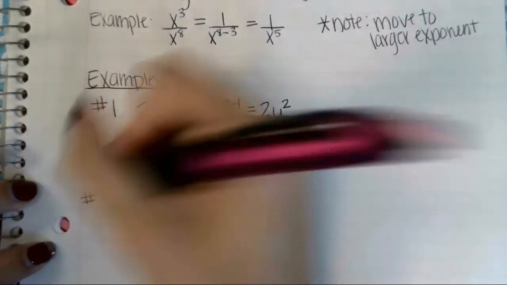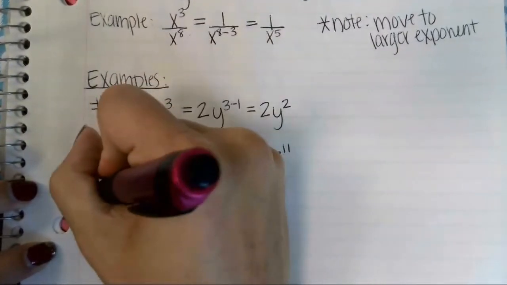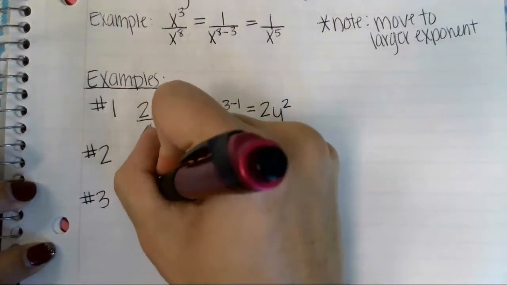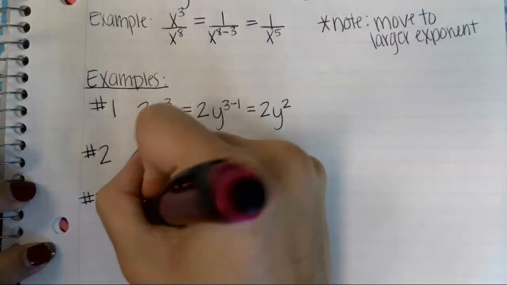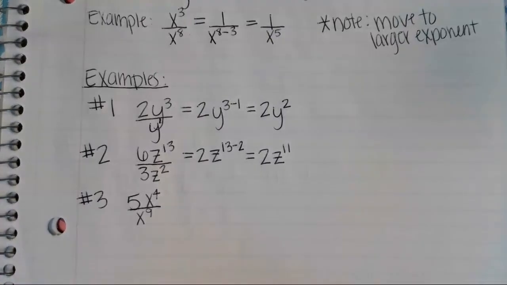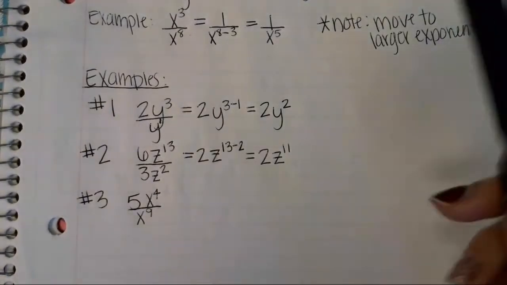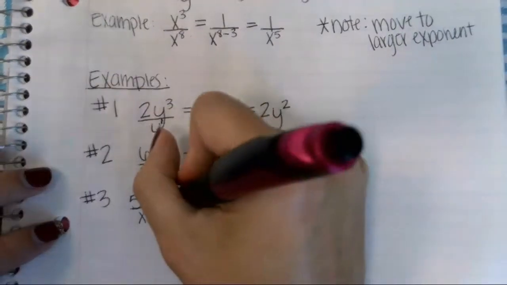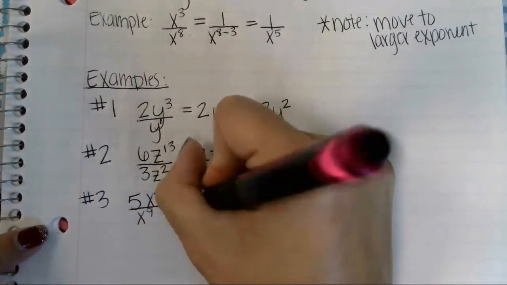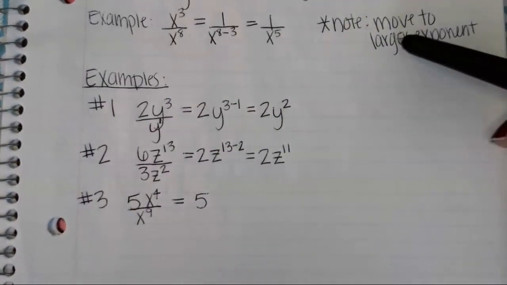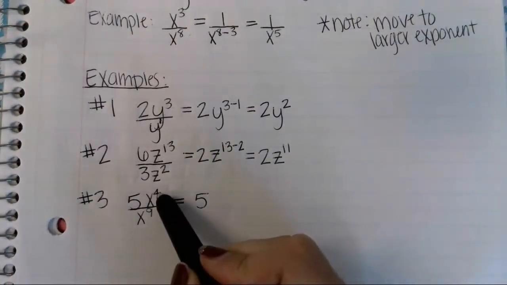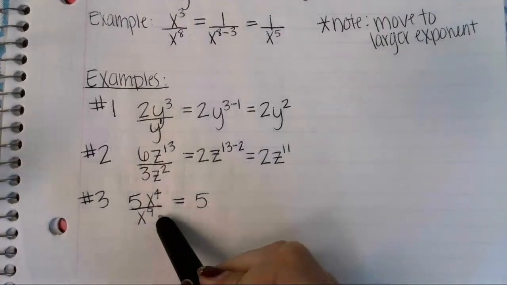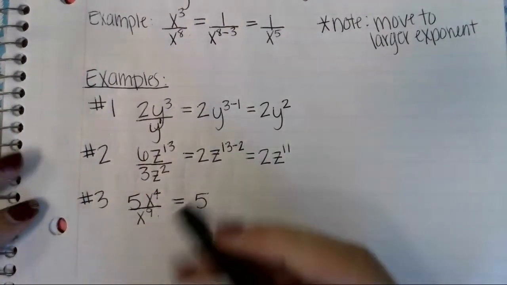Okay, our third example, we have 5x to the 4th over x to the 9th. Okay, so this is kind of a mix of a couple of problems. We have one coefficient, which is a 5, and then our exponents, this time our larger exponent is on the bottom. So what's going to happen is that 5 is going to stay right where it's at, but our note up here that says move to the larger exponent, I'm going to move the 4 down, and since the 4 is the part that moved, that's going to be what I subtract.